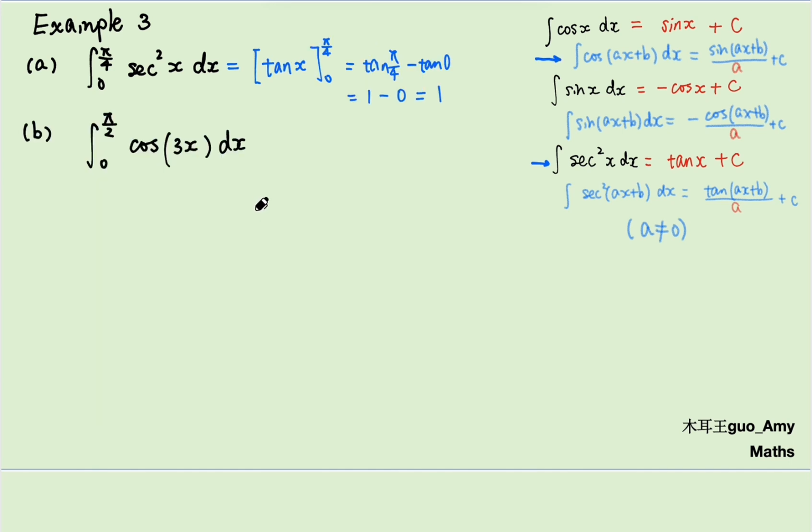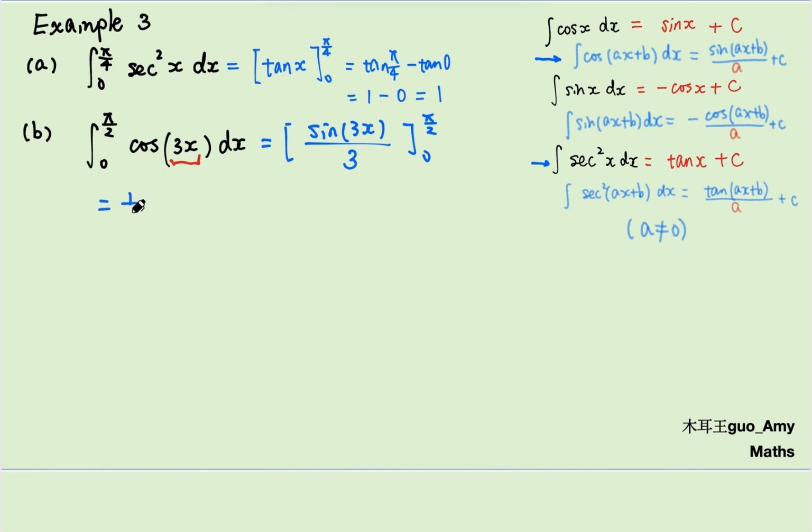Now let's look at part B. We have cosine 3x. It is a generalized form of the first one, and the inner function is 3x. It means a is equal to 3 and b is equal to 0 in the formula. Then we are going to apply the formula. We will have sine 3x, then divide by the coefficient of x. After that, we are going to record the lower limit 0 and upper limit pi over 2.